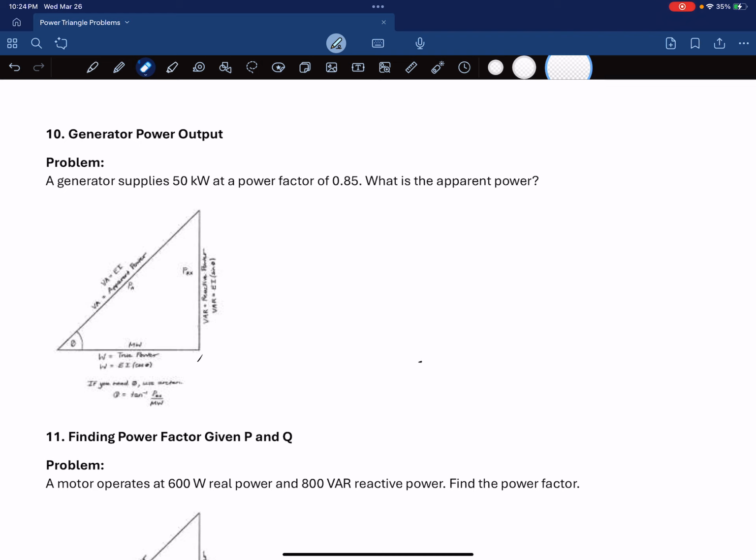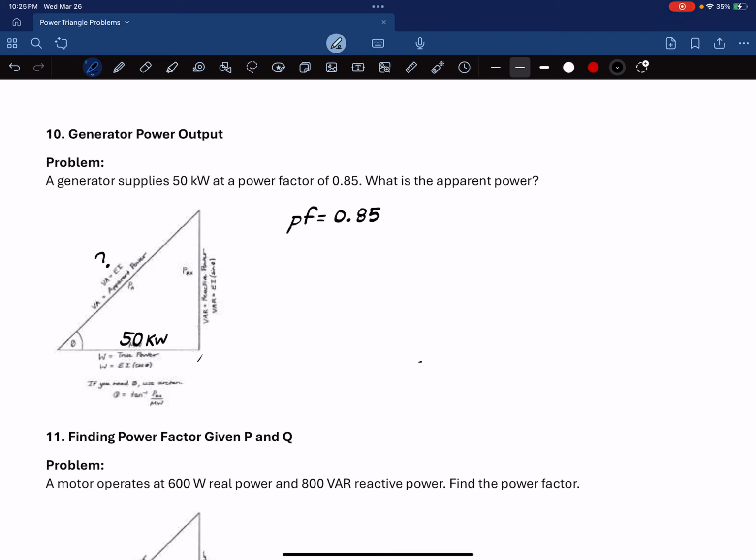So you will notice on this one I have not drawn the colors. I'm going to gradually start taking away those. You can still do that if you need to. Kilowatts, that's going to be real power, so let's put that down here on this leg. We know power factor is 0.85. We are looking for the apparent power, so we're looking for this dimension.